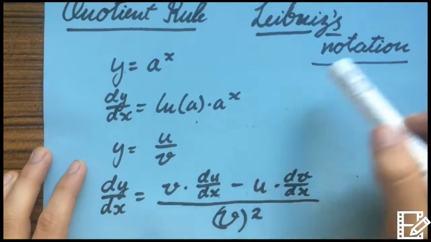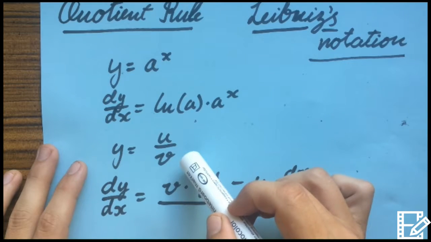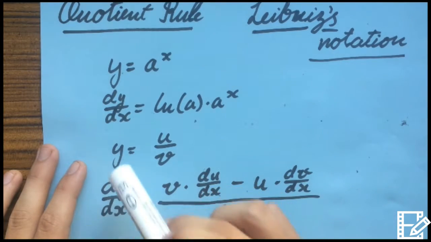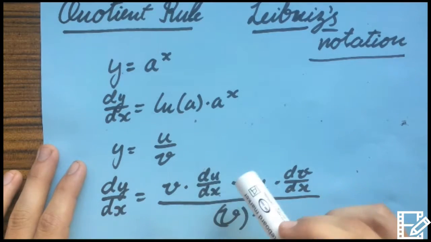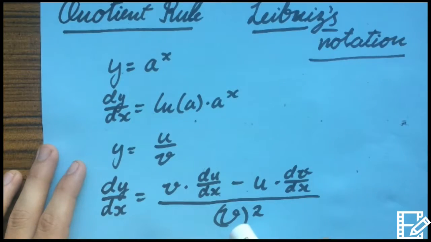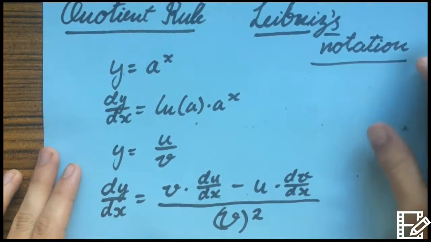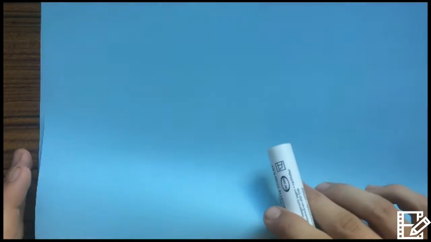Here is the quotient rule. We have a function over a function, u over v. When we derive y, we get v multiplied by the derivative of u minus u multiplied by the derivative of v all over v squared. This is the majority of the focus for this tutorial.